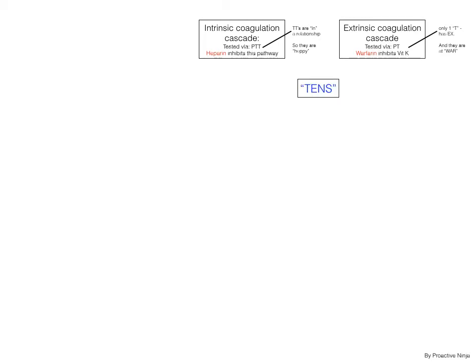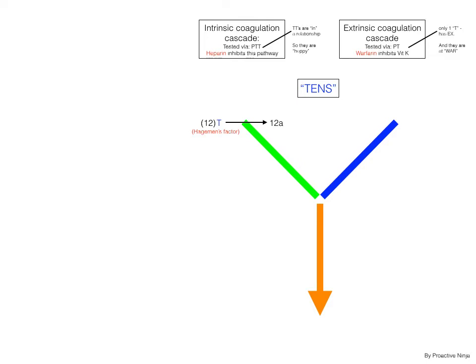We're going to use the TENS acronym, and first we'll look at the intrinsic pathway. The first T stands for 12. 12 is Hageman's factor, and it becomes activated to become 12A, the activated Hageman's factor. Hageman's factor has multiple functions. It can affect the coagulation pathway, it can produce bradykinin, as well as activate the complement system via plasmin. First, we'll talk about the coagulation.